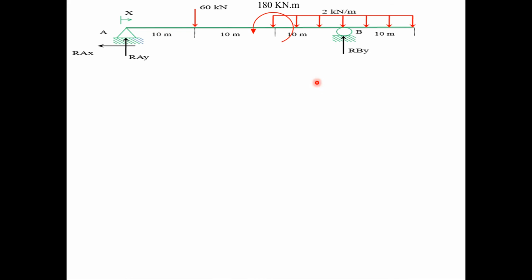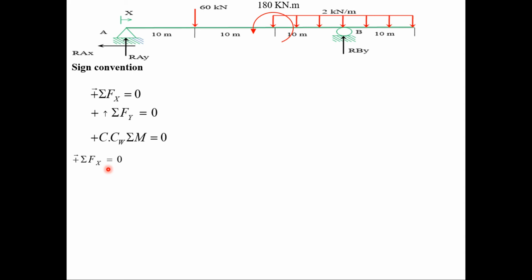So as usual, before calculation, we'll assign sign conventions. We'll assume all forces acting to the right of x-axis to be positive. We'll also assume that all forces acting vertically upward to be positive and all counterclockwise moments to be positive. So using the first equation, summation of forces in x is equal to 0. We do not have any horizontal force on the beam, hence the reaction at A x, RAX, will be 0.